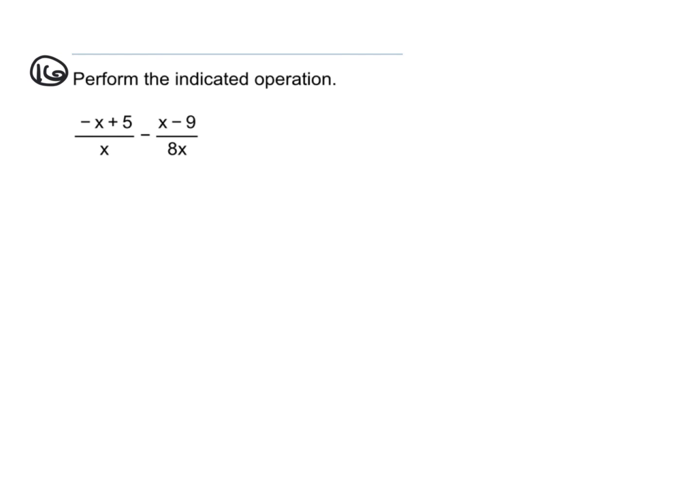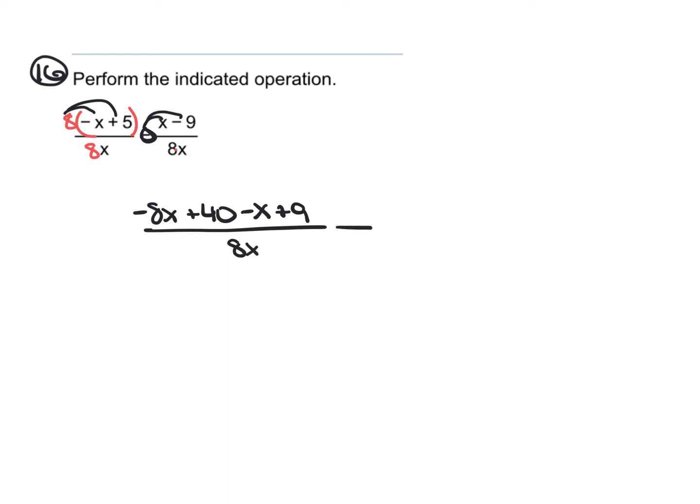To have a common denominator, this has an 8 times an x, so this needs an 8. So this needs an 8. And now they'd both be 8x's. 8 times negative x is negative 8x. 8 times 5 is 40. Minus x minus negative 9, so plus 9 over 8x.